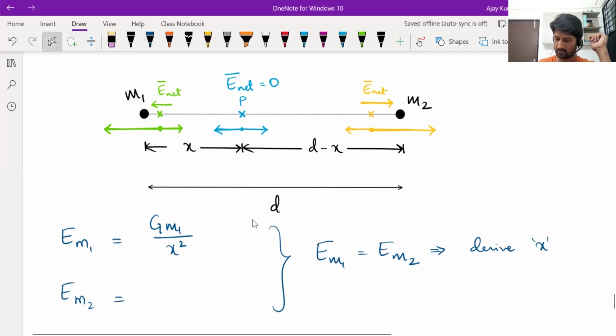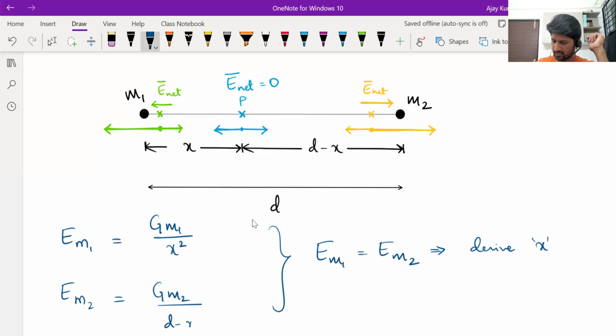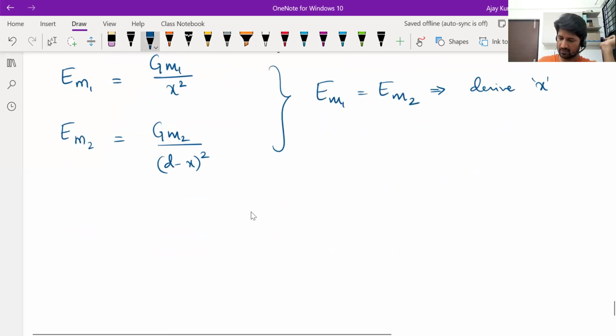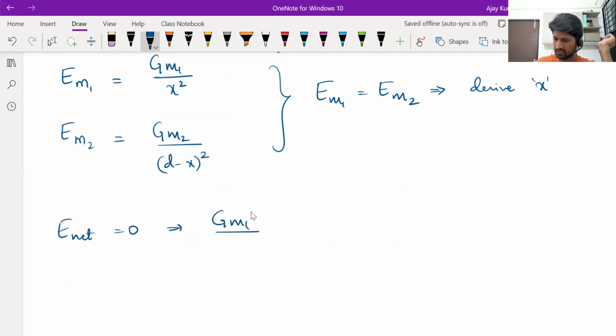Gm2 by (d minus x) whole square. Okay. These are the magnitudes, and their magnitudes have to be equal. Directions are already opposite. We don't have to bother about that. Okay, just equate them. So for net field to be 0, Gm1 by x square should be equal to Gm2 by (d minus x) whole square.